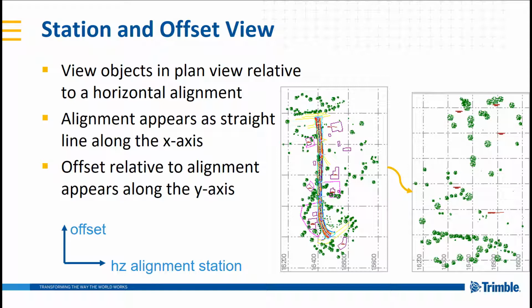We've added a station and offset view, which is a viewing tool to view objects relative to a horizontal alignment in plan view. The alignment appears as a straight line along the x-axis, and the offset of such objects relative to the alignment would appear along the y-axis, as shown in the screenshots on the right side of the page.